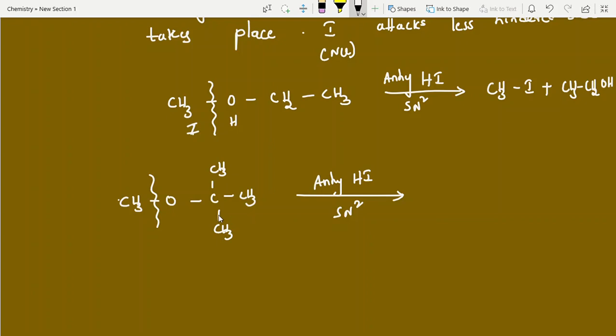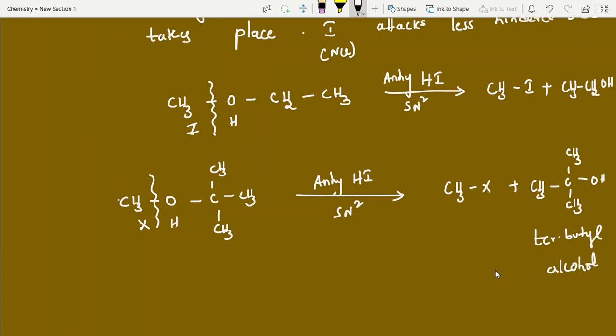Here the bond breaks: halogen here and H here. That's it, your answer. CH3X, next CH3, CH3, CH3, OH. See, within seconds we are getting answers. Clear? What is this alcohol name? Tertiary butyl alcohol. We have to write the names also.